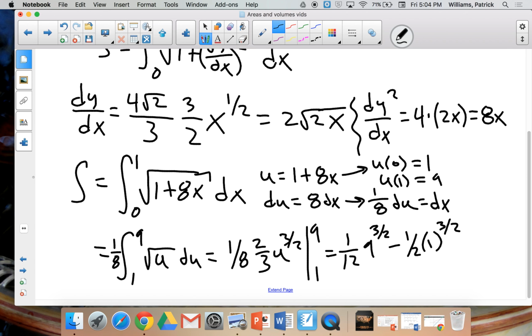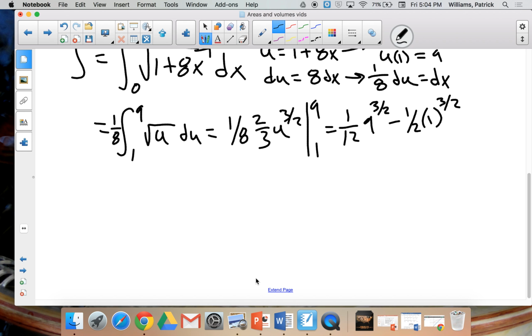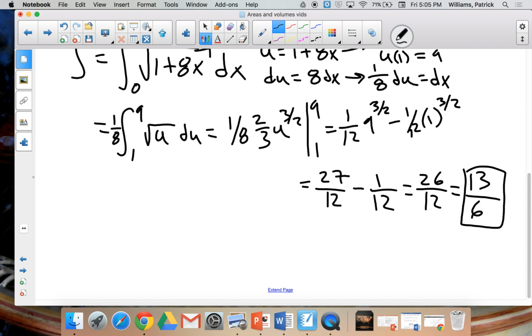So remember, 9 to the 3/2 is the same as the square root of 9, cubed. So this will end up being 27 over 12 minus, well, that just becomes 1, so 1 over 12. That's nice. So we end up getting 26 over 12, or 13 over 6, as a final answer.